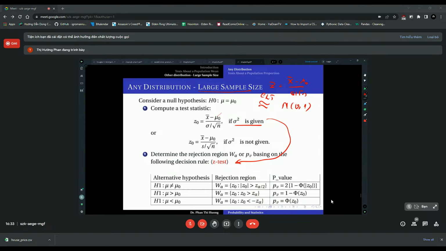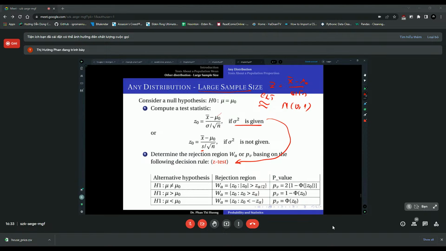Even if sigma is unknown, we replace sigma by S. But because the sample size is large, the difference between S and sigma is not much. Approximately, the test statistic still follows the normal distribution, hence we still use the Z test.